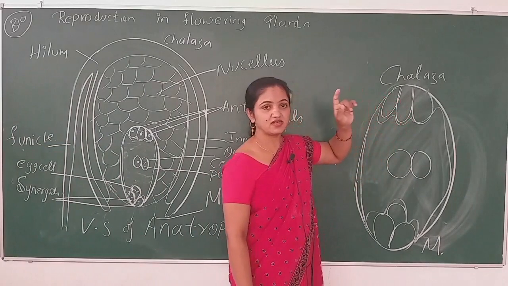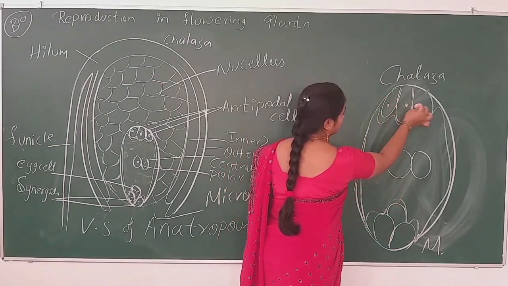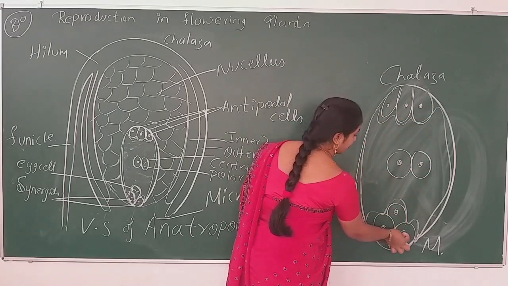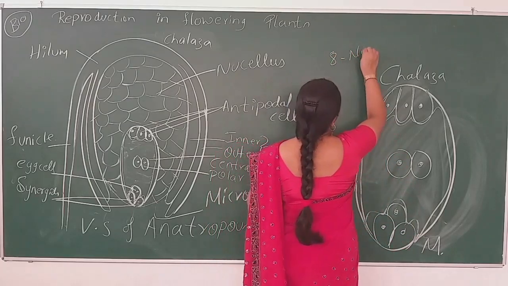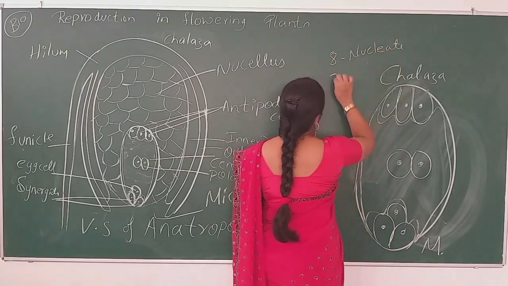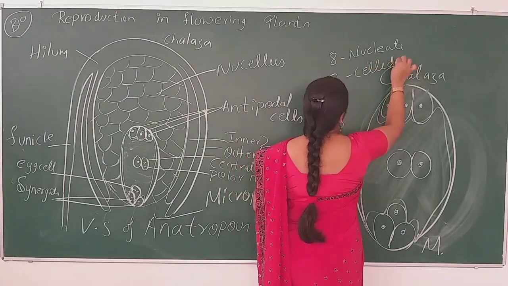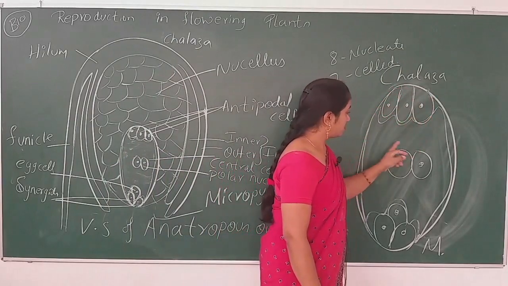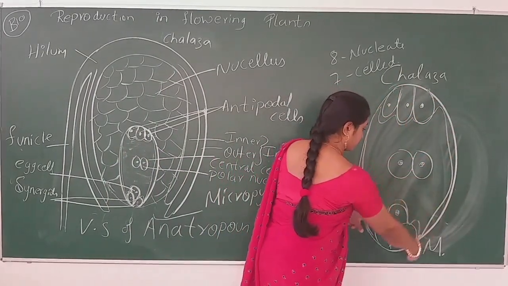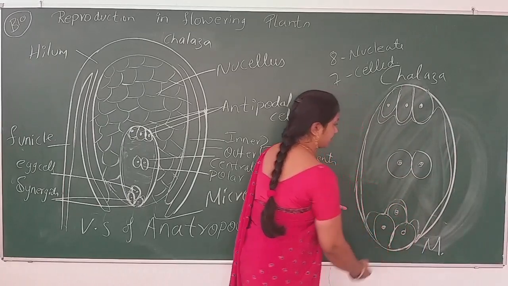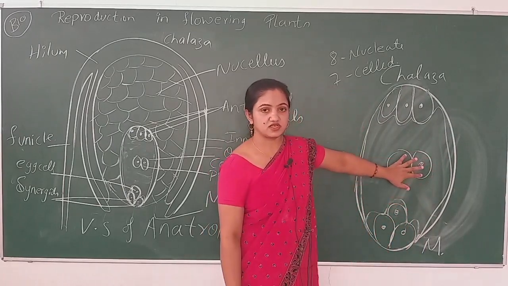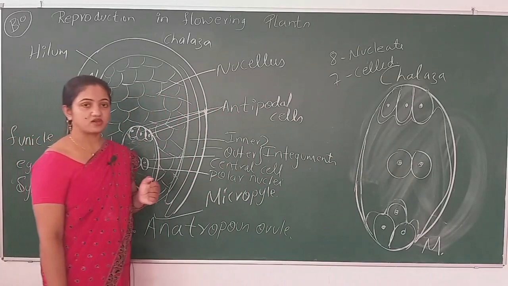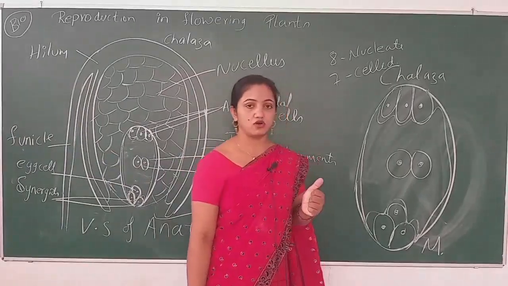8 nucleated, 7 celled. 1, 2, 3, 4, 5, 6, 7, 8. 8 nucleate, 7 cell. 7 cells: 1 cell, 2, 3, 4. So this is the fourth one, 5, 6, 7. So this is not a cell, it is just a nucleus. Okay, so that's all about the mature embryo sac of the ovule of a flower.